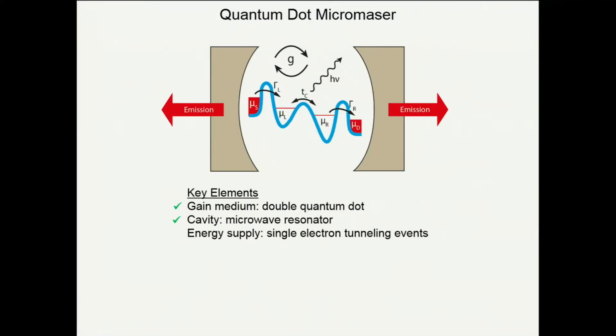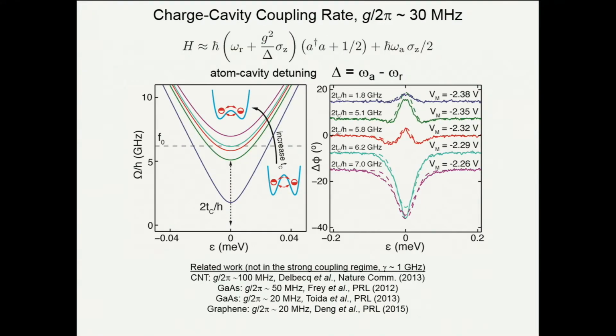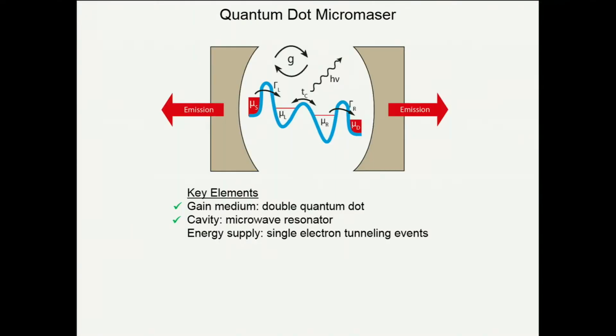All right, so we have a gain medium. It's a double dot. We have a cavity. It's a superconducting resonator. These things are electric dipole coupled with this rate of 30 megahertz. Question now is, can we actually get light out of the cavity? So let's talk about the next step, which is how can we pump energy into the system?